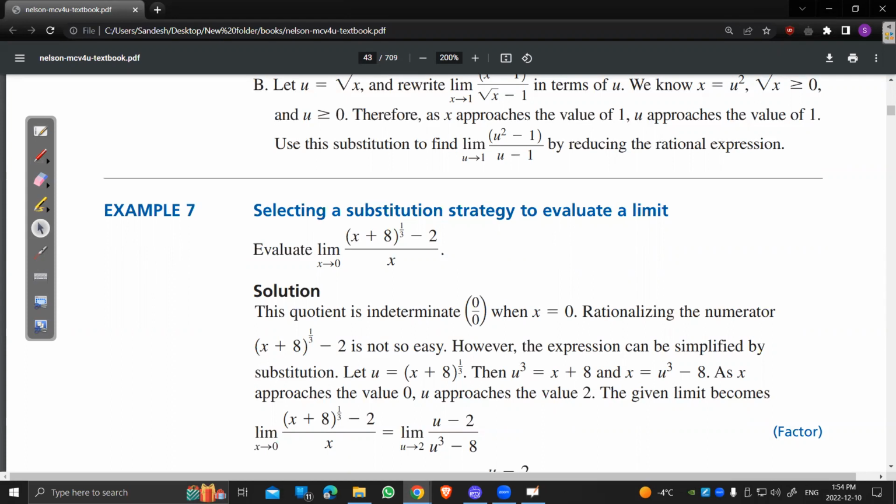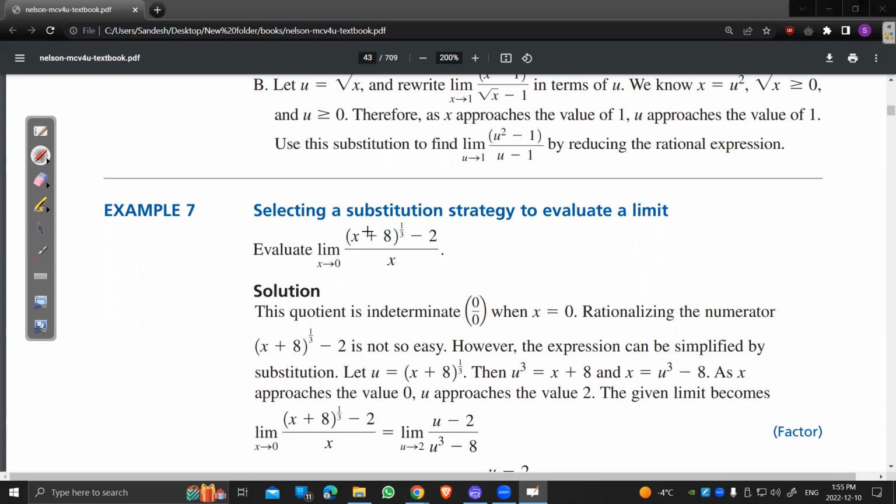It's called a substitution method. Basically, you cannot find a conjugate of this to multiply it with. What you do is you take this entire term, because you don't want anything like that. So you let u be x plus 8. U just means you're introducing a new variable, right? Then you cube both sides, you get u cubed is x plus 8. That means x is going to be u cubed minus 8.